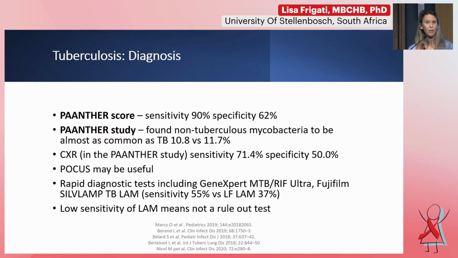In terms of diagnosis, we can now use the PANTHER score for HIV-infected children. It has a high sensitivity. The PANTHER study also found non-tuberculous mycobacteria to be almost as common as TB. There are various other methodologies, including chest x-ray, point-of-care ultrasound, as well as the new Fuji LAM. However, LAM has a low sensitivity, and it can't be used as a rule-out test.